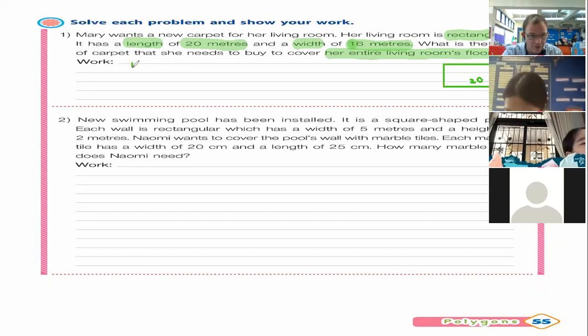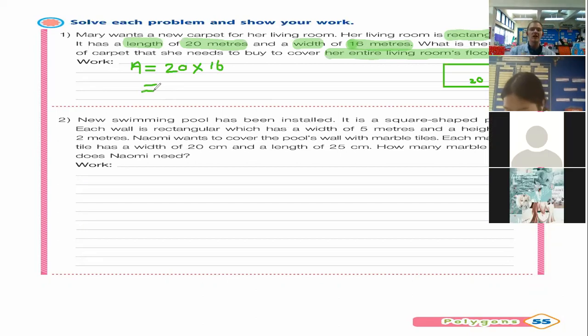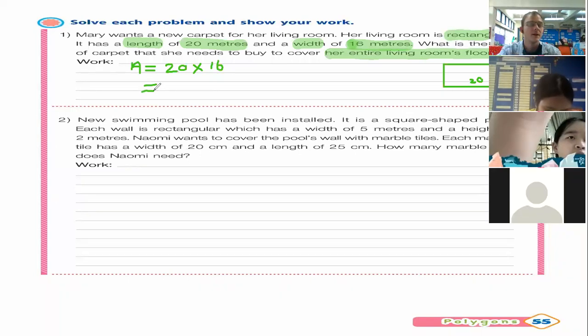So first we start: the area equals 20 times 16. You can tell me, what is 20 times 16? You can quickly calculate that for me. 20 times 16. 320. Very good.